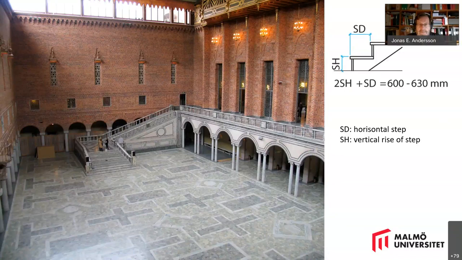But actually here you have the first item of an architectural design: the vertical rise of a step, if you take it by 2 plus the width of the step, then you will arrive at a sum between 600 and 630 millimeters. And this is actually a formula that is still used in most countries when it comes to designing appropriate stairs. However, this does not help the matter in the Stockholm City Hall. It has been subject to many ideas of how to overcome this height in levels by use of elevators, because Ragnar Östberg did not fully include access to the Golden Hall through elevators. And there is still an ongoing discussion of how to achieve it.